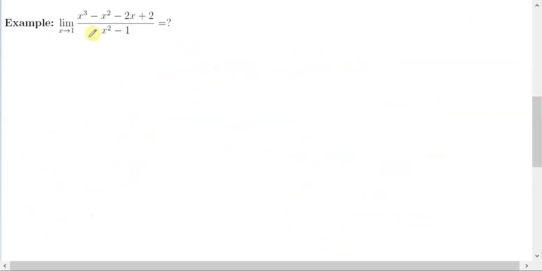So here's another one. If I plug in 1 in the bottom, that's going to be my first attempt. If I don't get a 0 in the bottom, I'm good, because then my quotient rule up there works. And I do get a 0 in the bottom here. Up in the top, I get 1 minus 1, that's 0. Minus 2 plus 2, that's also 0. So I get this indeterminate form with 0 over 0. And I'm going to try to factor. In this case, I'm just going to go straight in and say this is equal to the limit as x approaches 1, because I know factoring is not going to change the limit at all.